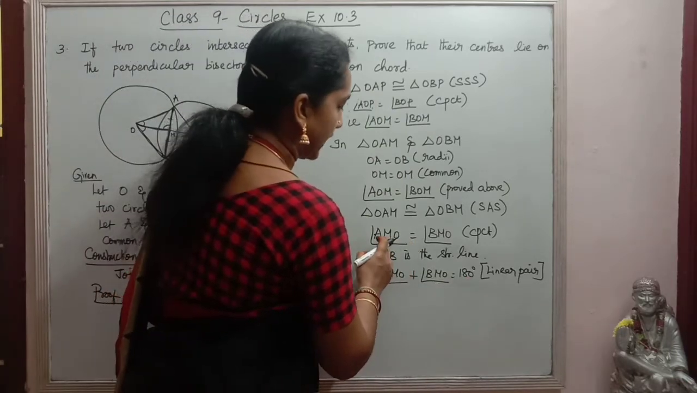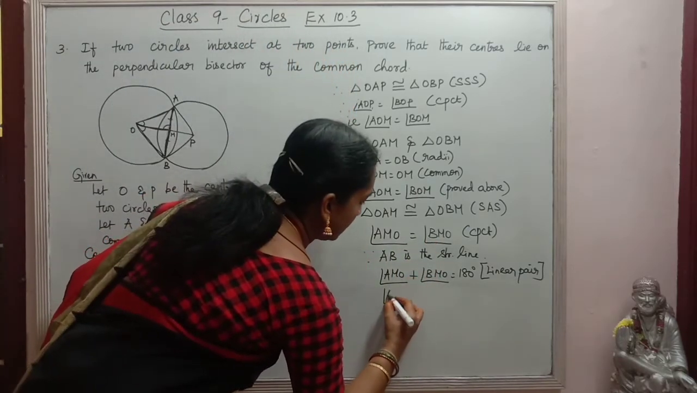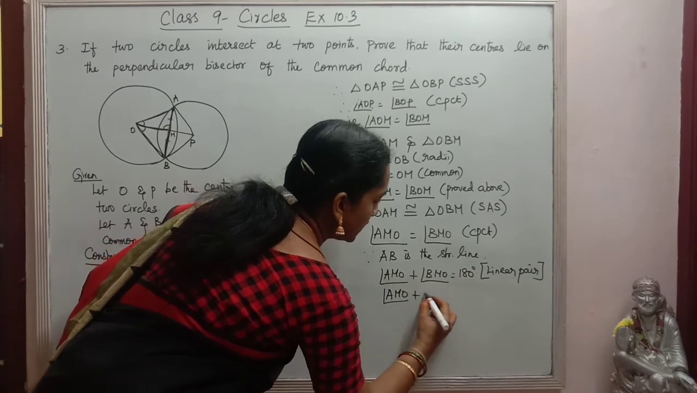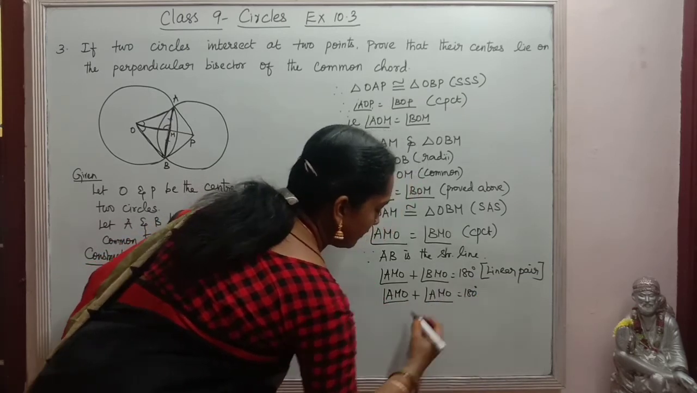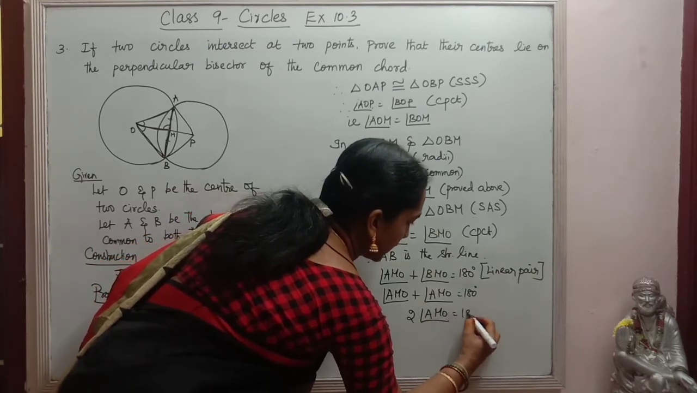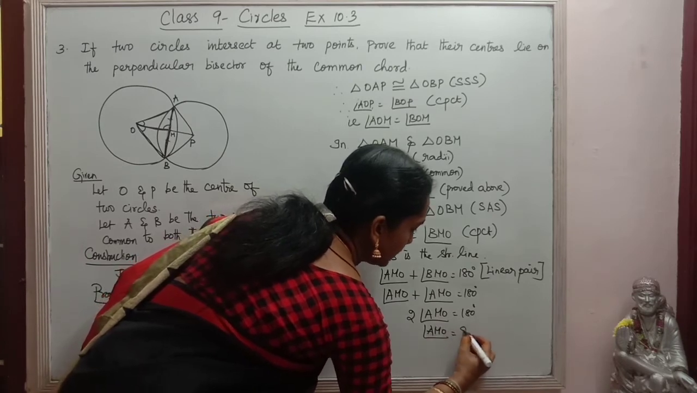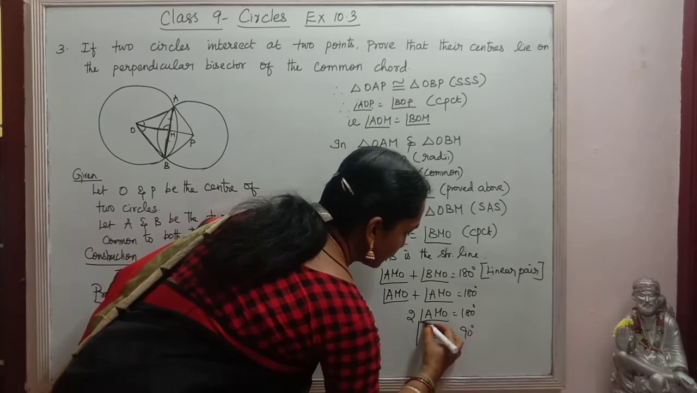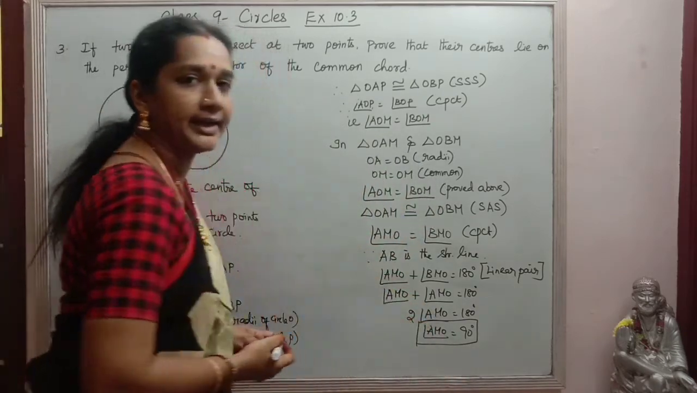Just now we told that AMO and BMO are equal. So when we replace BMO by AMO, we can write this as 2 times AMO is equal to 180 degree. So angle AMO is equal to 90 degree.